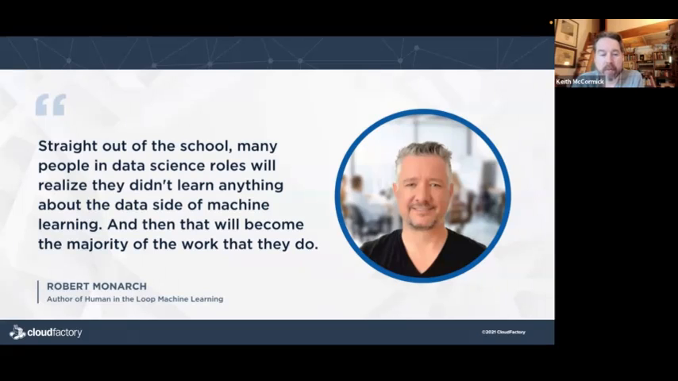And Robert Monarch, who wrote an excellent book on human in the loop, by the way, he and I were in an interview together, and he mentioned that most people enter the workforce, and this could even include graduate students and postdocs, depending on their area. They enter the workforce and then suddenly they're in charge of creating a data set like this.